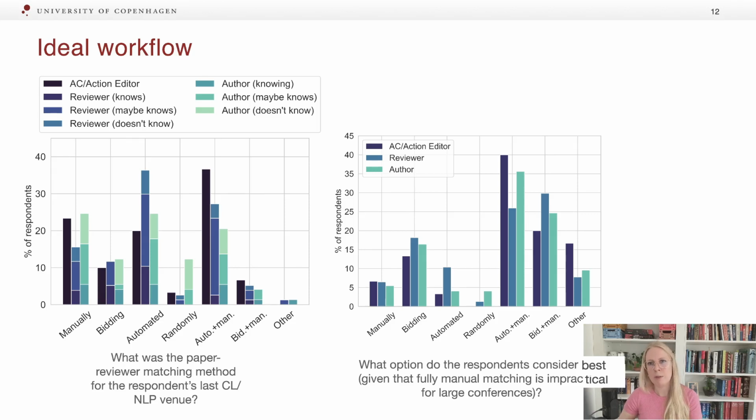In open-ended comments, we received several suggestions for a better process, and some suggested the use of keywords or more fine-grained areas and tracks, potentially as an alternative to affinity scores for filtering down the list of papers to bid on. And one respondent stressed that the keywords should be provided by the authors to match what they perceive to be salient aspects of the paper.